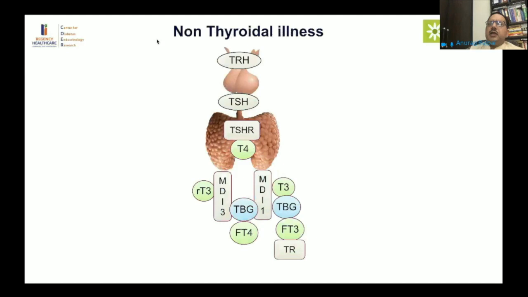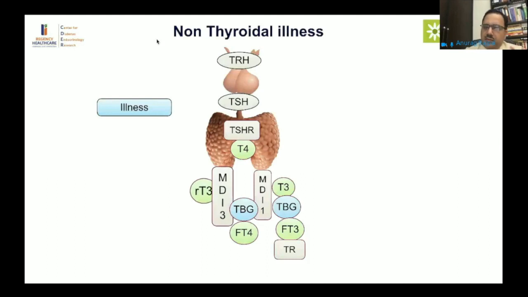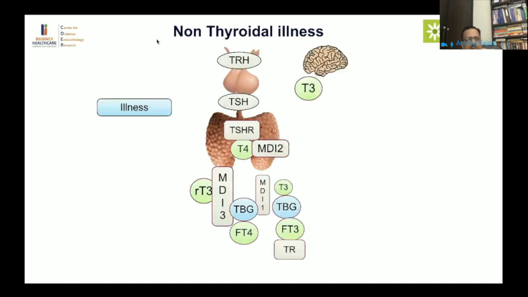Very importantly, for those who are dealing with intensive care patients and those who deal with neonates, there is always the possibility of a non-thyroidal illness, wherein there is an increased action of MDI3, which causes increased reverse T3, and decreased action of MDI1, which causes decreased T3. In this situation, because the body wants the brain to compensate, the MDI2 activity is increased, and therefore the T3 levels at the brain are high, and therefore TSH levels may come down.